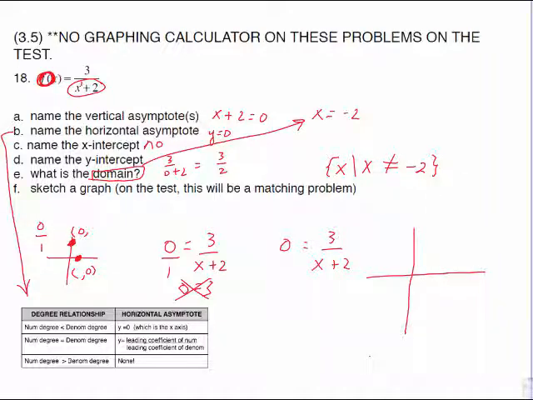So my vertical asymptote is x equals negative 2. My horizontal asymptote was the y equals 0, which is the x-axis. Also, I know I have a y-intercept at 1.5. So there's 1, there's 2, a y-intercept of 1.5. There is no x-intercept. So just from that information, you'll be able to match. In reality, we should make a t-chart and find other values to know how to graph this thing. But that's as far as you're going to have to do test-wise.